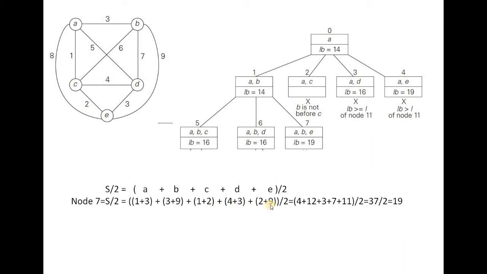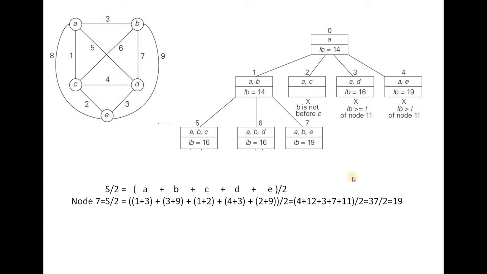So these are the numbers written for these 5 vertices. The sum is 37. Divide by 2 will give you 19. Right. So that is the lower bound value for node number 7. So out of these 3 nodes, there are 2 promising nodes, node number 5 and 6, and this is a non-promising node. That's why you are going to explore both the nodes in the next level.